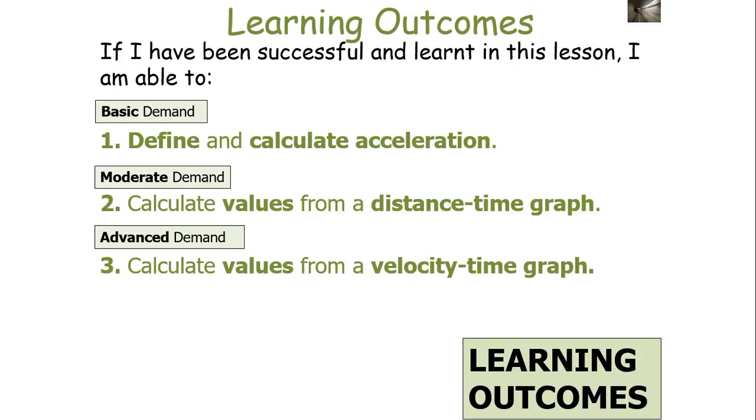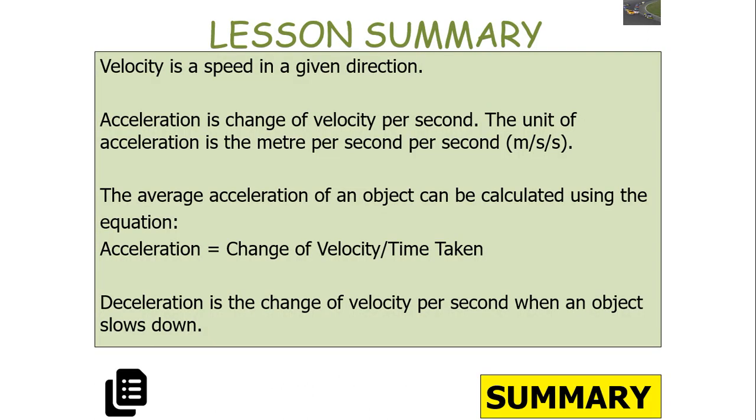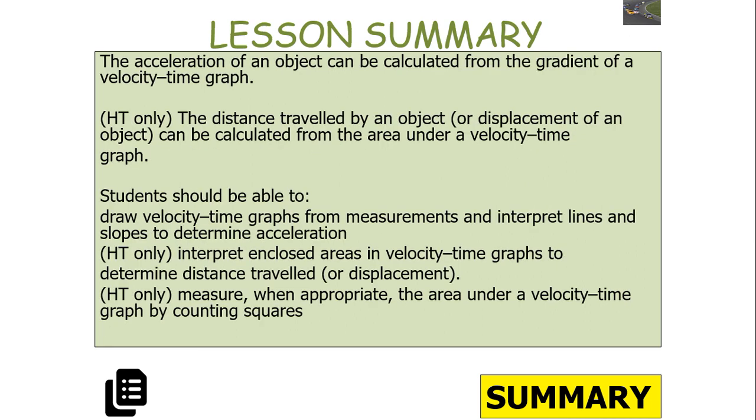So if we've been successful in learning today's lesson, we can hopefully define and calculate acceleration. To summarize what we have learned so far in motion, velocity is a speed in a given direction. Acceleration is the change of velocity per second, and it's measured in meters per second squared. The average acceleration of an object is calculated using the equation acceleration equals change of velocity over time taken, whilst deceleration is the change of velocity per second when an object slows down. The acceleration of an object can be calculated from the gradient of a velocity time graph. The distance travelled and the displacement can be calculated from the area under a velocity time graph.